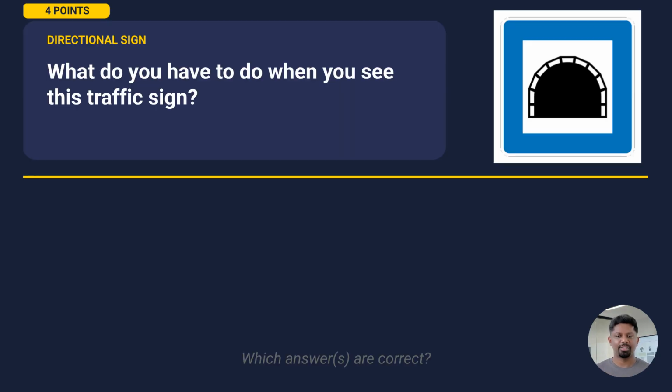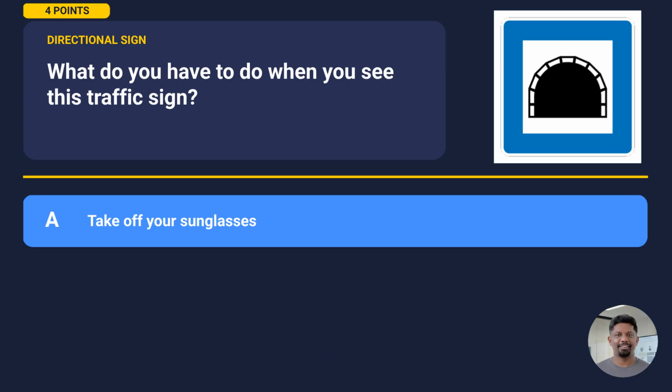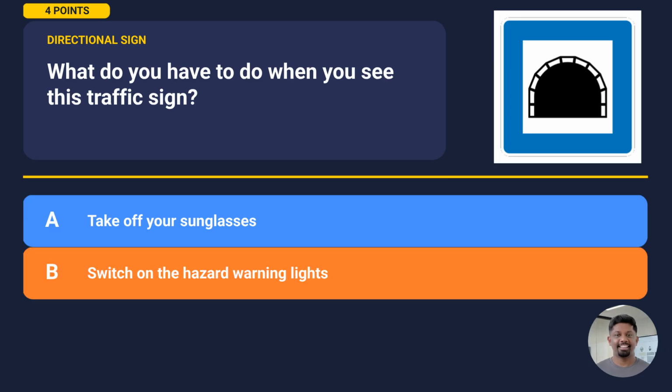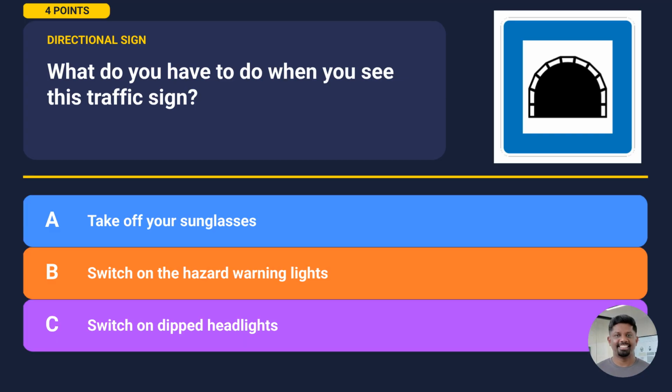Alright, here's our first question. What do you have to do when you see this traffic sign? Take a moment to look at the options. Option A, take off your sunglasses. Option B, switch on the hazard warning lights. Option C, switch on dipped headlights. Pause the video now if you need more time to think. When you're ready, hit play and let's see the answers.